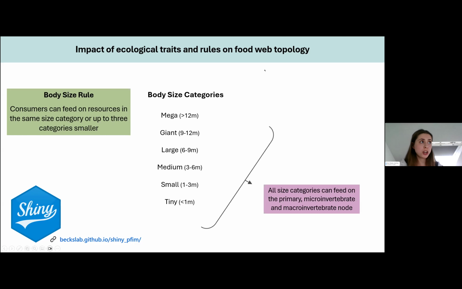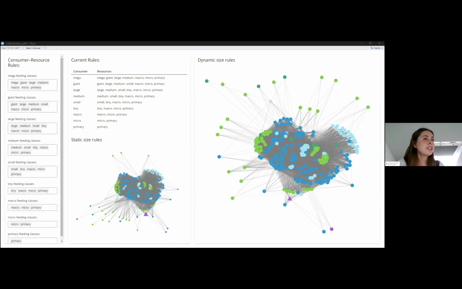So I'm going to quickly stop sharing this screen and open up the Shiny app. Hopefully everyone can see that. It's a little bit confusing at the moment, so I'll just explain it. On the left here, we have our consumer resource rules. This is showing that for each of the size feeding classes, what they can feed on. So for example, within the mega feeding class, they can feed on all of these categories. And then it has this for each of the feeding classes. The current rules is essentially the same thing. It's just written out in list form. It just makes it a little bit easier to see.